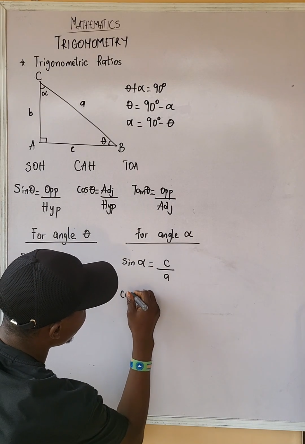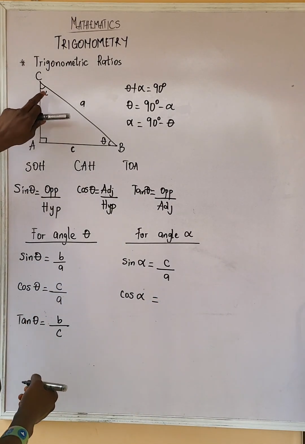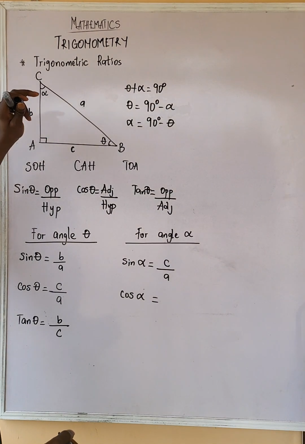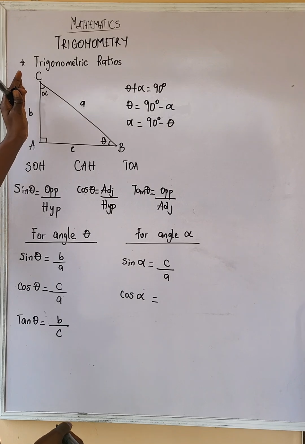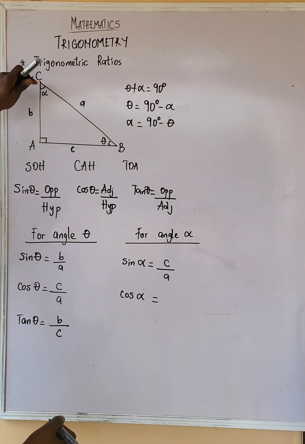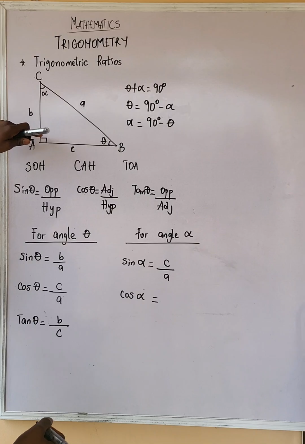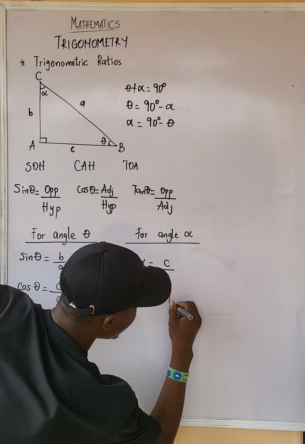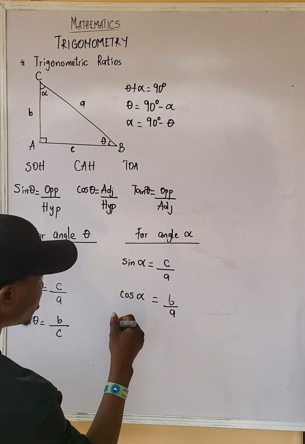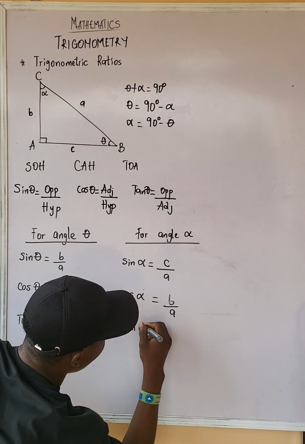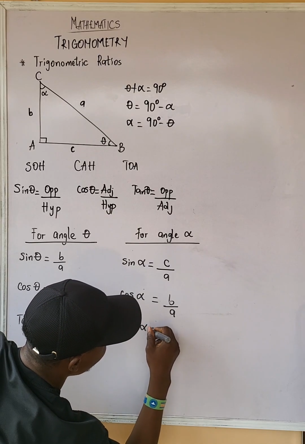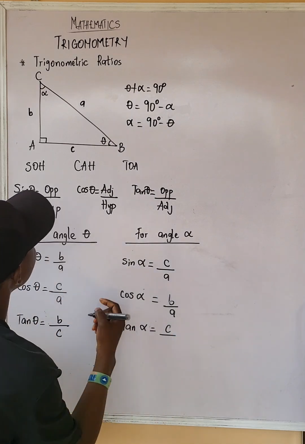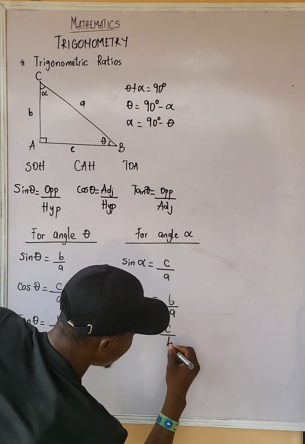Then let's go for cos alpha. Now this is the angle alpha. What is the side that contains the base with the right angle? Adjacent is the side that carries the base of the angle and also the right angle. So which side is that? That is B. That's B over A. It does not change. Then the last one, tan alpha. What is opposite? Opposite remains C, over what is our adjacent? B. That's C over B.